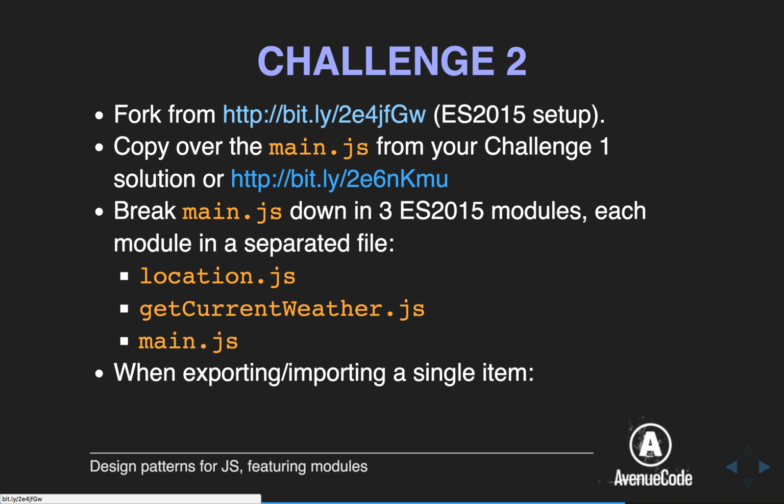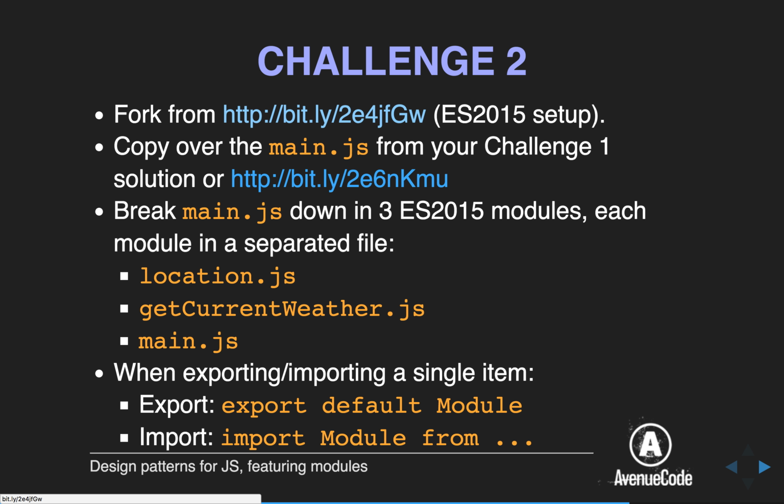When exporting or importing a single item, because in the case of location and get current weather there's going to be just one thing to be exported, you're going to use default. So when you export location, you're going to export default location. And when you import, you import location from the file.